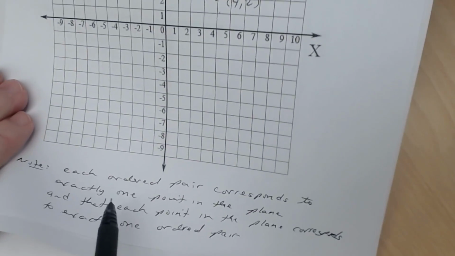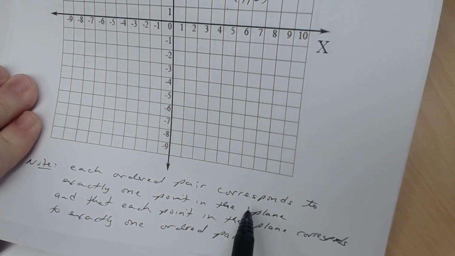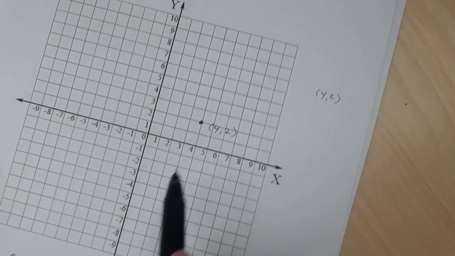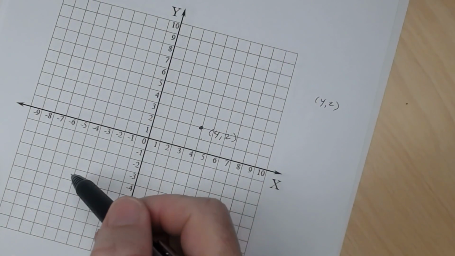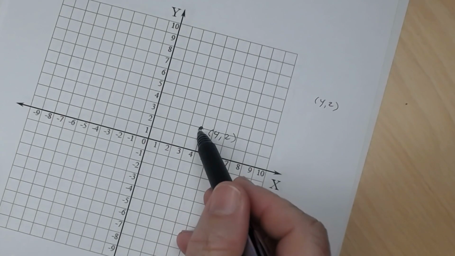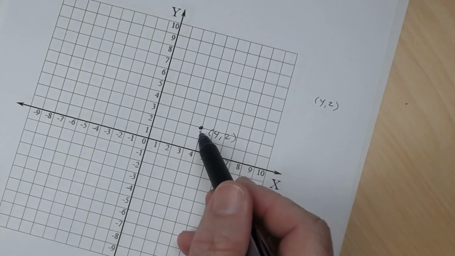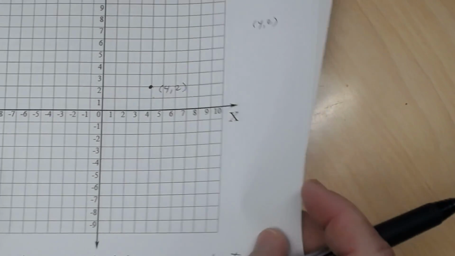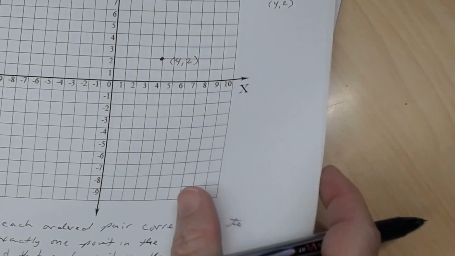That's what was implied right here. Each ordered pair corresponds to exactly one point. So you can't say it's here, or here, or anywhere else. This is the only place where the ordered pair 4, 2 is located. All right, now let's look at the other one. So that was 4, 2.